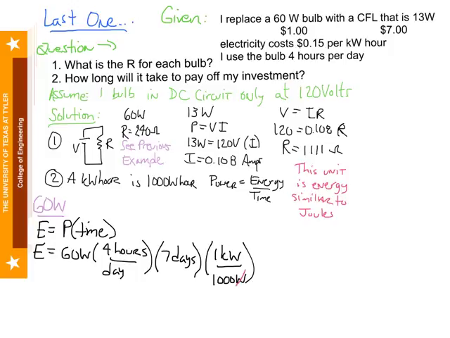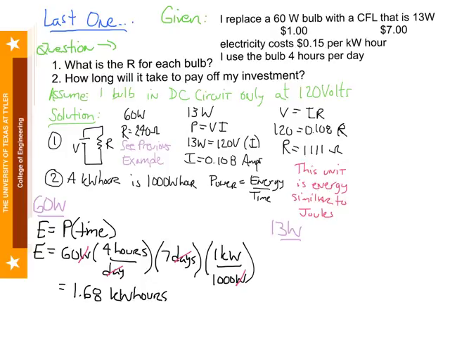I got watts on the bottom, watts on the top. I got day on the bottom, day on the top. I end up with kilowatt hours, and if I do all that multiplication, I get 1.68 kilowatt hours in a week if I use that 60 watt bulb. All right? Let's look at the 13 watt bulb.